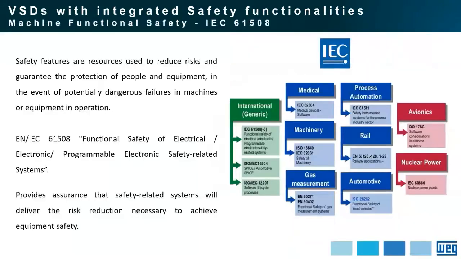So, starting with the IEC standards, I will start with the 61508, which defines safety features as resources used to reduce risk and guarantee the protection of people and equipment in the event of potentially dangerous failures in machines or equipment in operation. So this standard is called functional safety of electrical, electronic, programmable electronic safety-related systems. It provides assurance that safety-related systems will deliver the risk reduction necessary to achieve equipment safety.